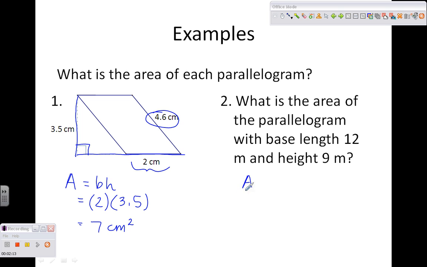For number 2, we're not given extra information like we were in number 1, so we just simply need to plug in what we have. Area is base times height, and this tells us the parallelogram has a base of 12 meters and a height of 9 meters. So if we multiply those two, we get 108, and our unit is meters squared.